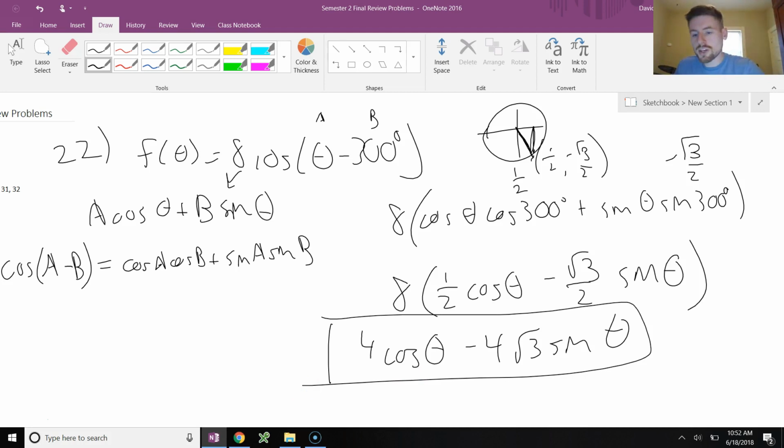And to double check that this is true, what you could do is graph the original function in degrees, graph this one in degrees, and they should match up. They should be the same function. Okay, so that's going from the single cosine to the linear combination.